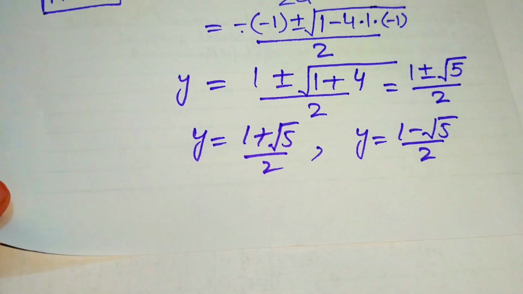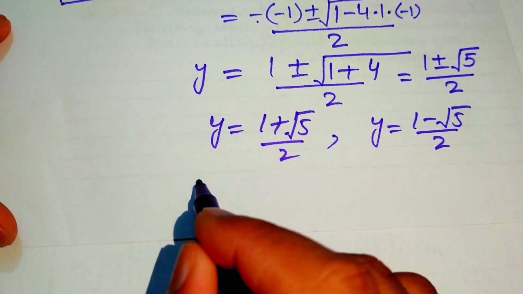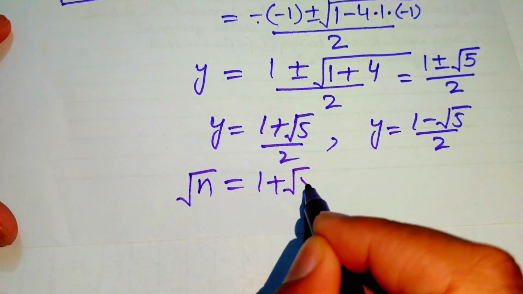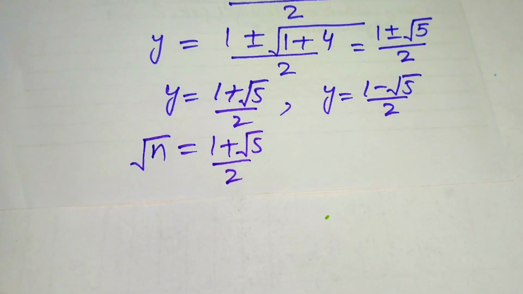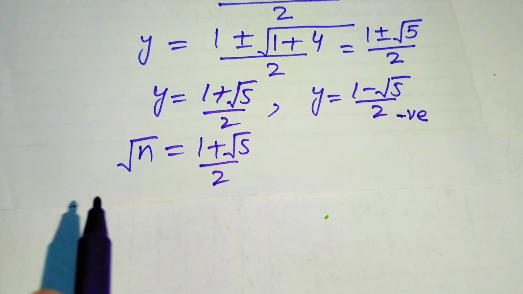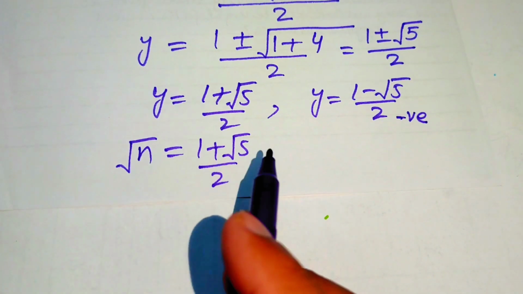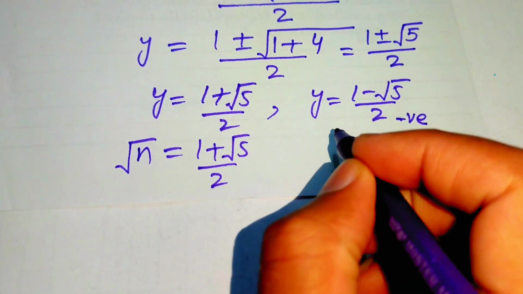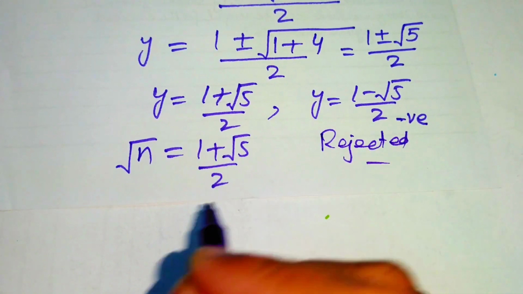And now in order to find the other roots, we again substitute the values of y. So square root of n equals to 1 minus square root of 5 divided by 2. If you focus on this case, the right hand side is a negative value, but we have a restriction at the start of the problem that n must be a positive number. So if it is negative, we reject this case. Because we need only positive numbers, we proceed with the other case only.